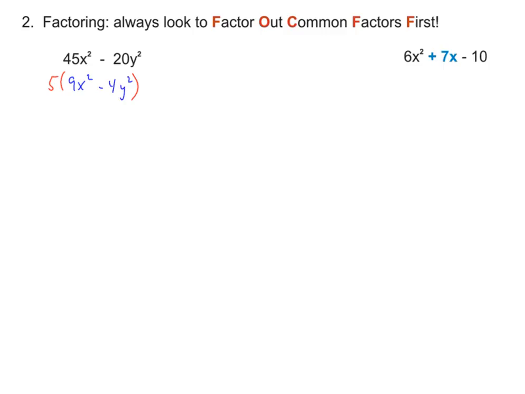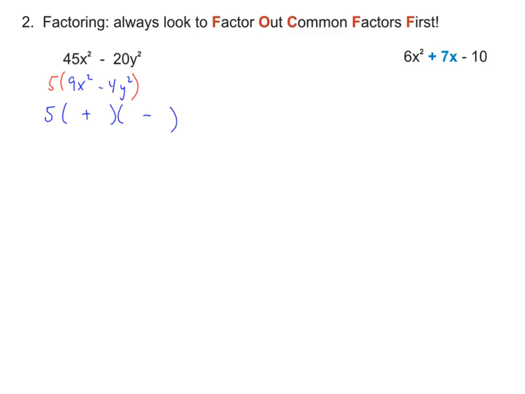Now, at this point, I have a monomial times a binomial. If this binomial is going to factor, it's going to have to be the difference of two squares, and indeed it is. So don't forget your 5. Now, for the difference of two squares, I need two parentheses, right? Remember? Plus in the middle of one, minus in the middle of the other.